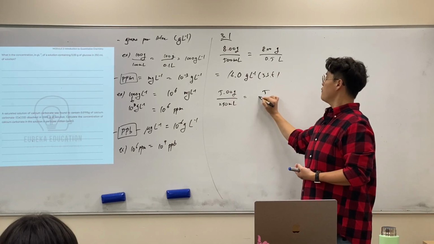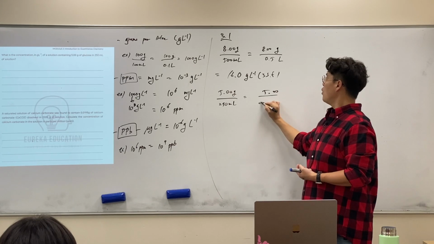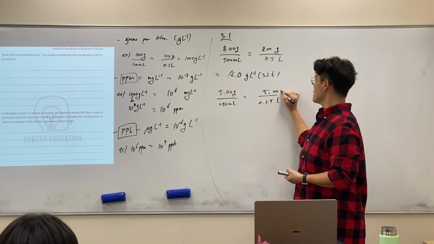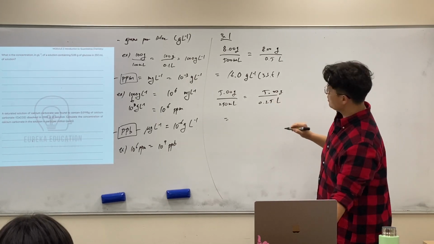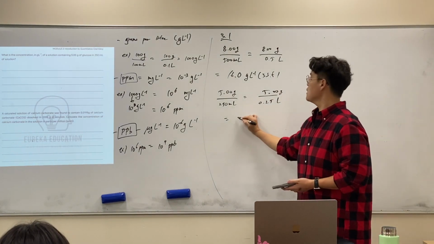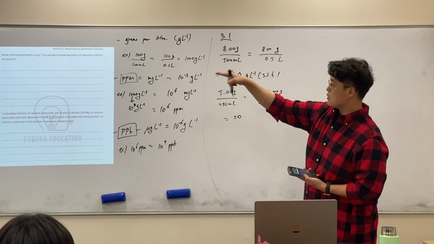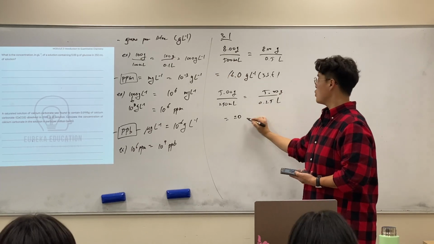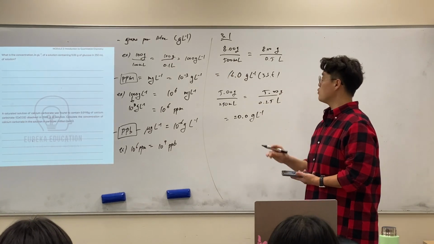which is the same as 5 over 0.25 liter. Giving you 5 divided by 0.25, times 4, equals 20. Check the sig figs. We have 3 sig figs again, so 20.0 grams per liter is the final answer.